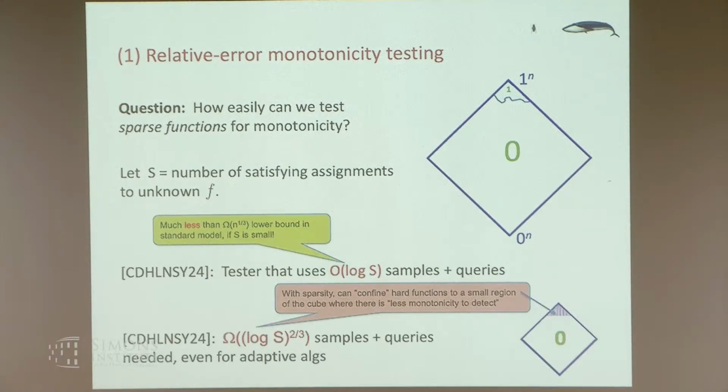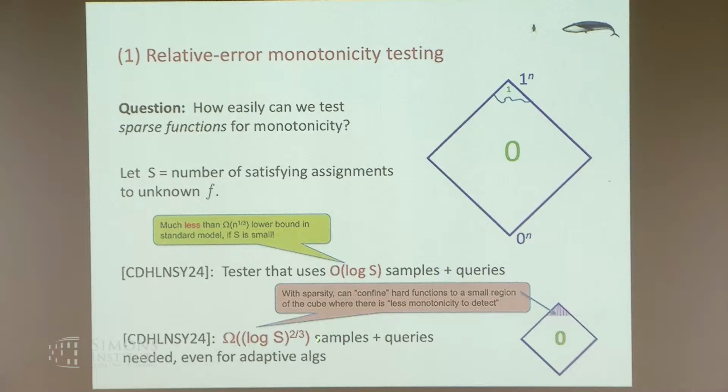So we have a decent understanding of this. It kind of parallels our understanding of standard testing. We know that log S samples and queries turns out to be enough. And we have a lower bound of log S to the 2/3 samples and queries. So it's a little bit like the standard setting where we had a root n upper bound and a cube root n lower bound. Now we have a log S upper bound and a log S to the 2/3 lower bound. I'm not going to go into much detail about why these things are true, but I'll just mention, since the complexity is basically log S, if S is small, this is sort of easier. It could be a much smaller number of queries than n to the 1/2 or n to the 1/3 or whatever if you're testing a sparse function.